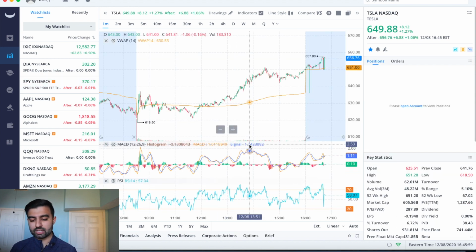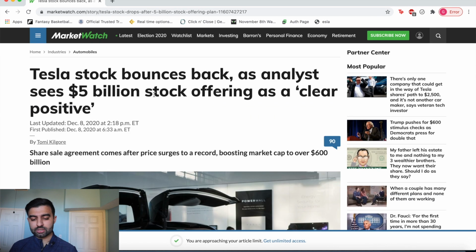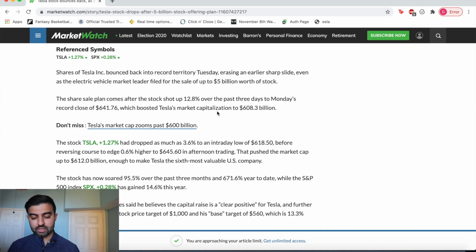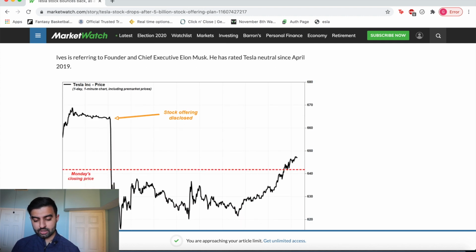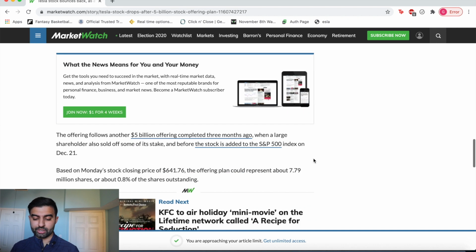Let's take a look at what the offering was. Tesla stock bounces back as analysts see the $5 billion stock offering as a clear positive, right? So we'll talk about what that really means. Tesla is going to sell $5 billion worth, as I said a little bit ago. This is a 3.6% drop to 618.50, and then we soared to 645.60 in afternoon trading. As we see, exactly the chart I showed you, Monday's closing price was here. We dropped below it, then closed above Monday's closing price, which puts us at a green day for the stock.